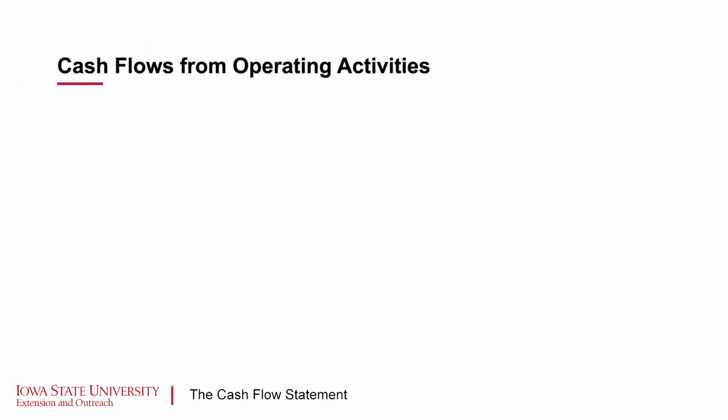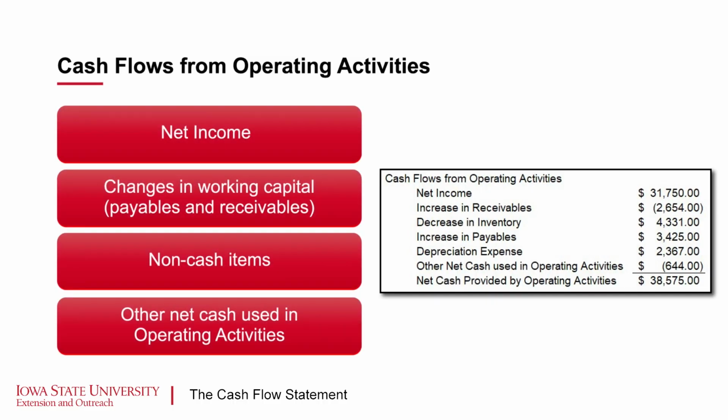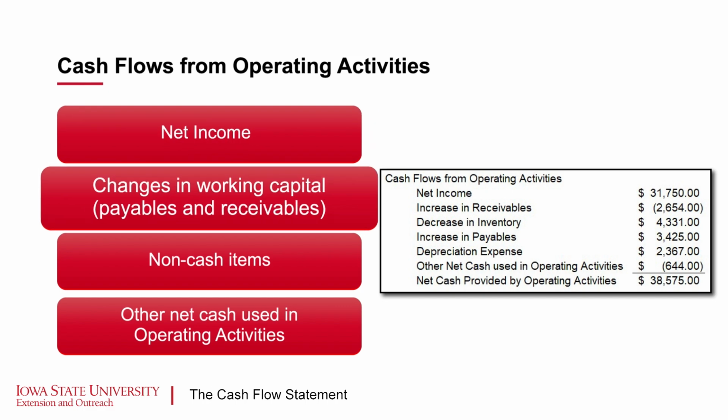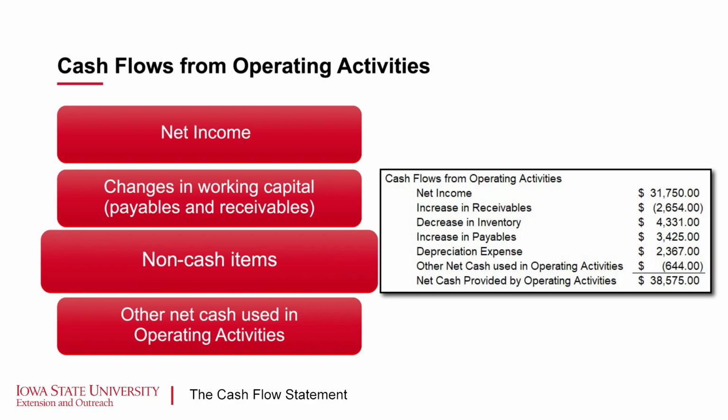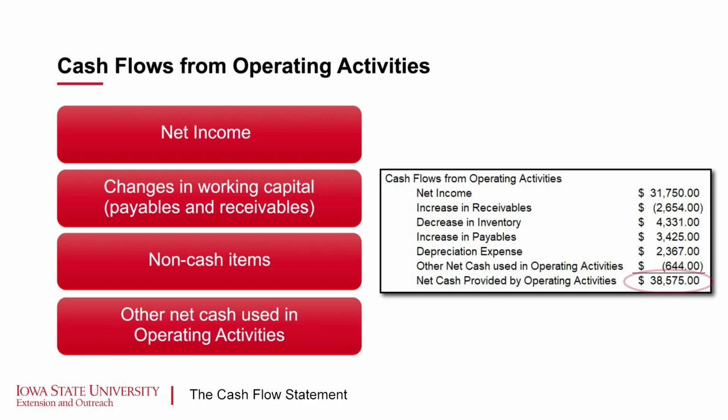The first section shown on a cash flow statement is cash flows from operating activities. This section lists and totals all sources and uses of cash from a company's operations, including net income, changes in working capital such as changes in receivables, payables, and inventory, changes in non-cash items like depreciation or deferred income tax, all other changes in net cash used in operating activities, and finally the total net cash provided by operating activities is shown at the bottom of the section.